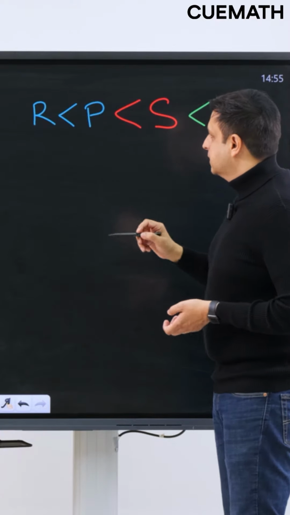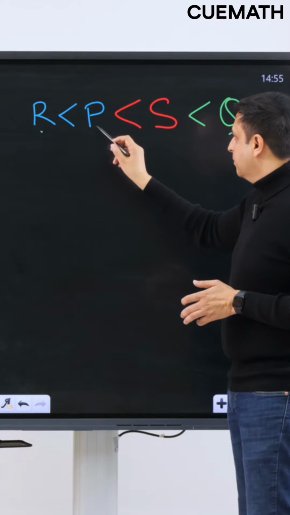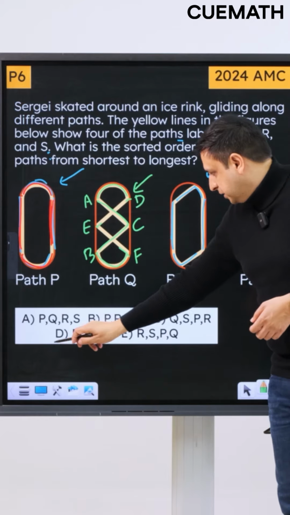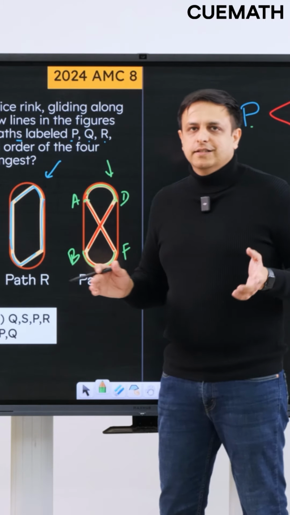So our order, the shortest to longest order, is R, P, S, Q. That's option D. So option D is the correct answer for this problem.